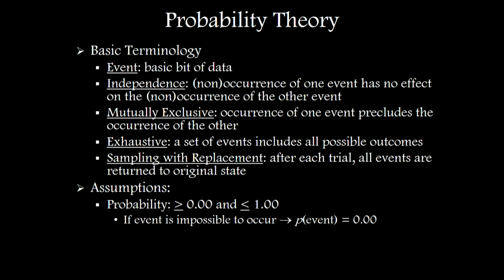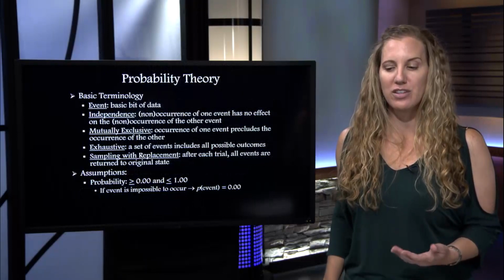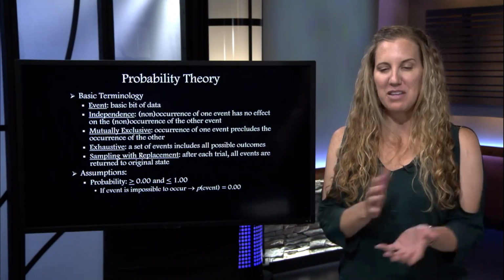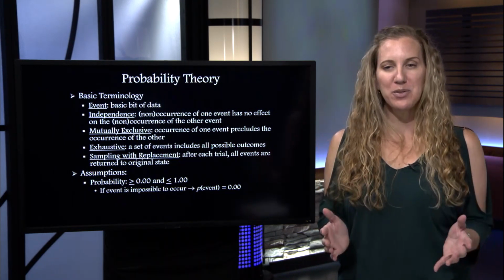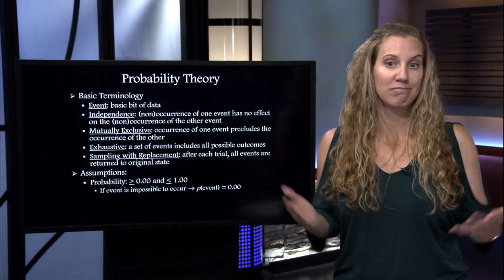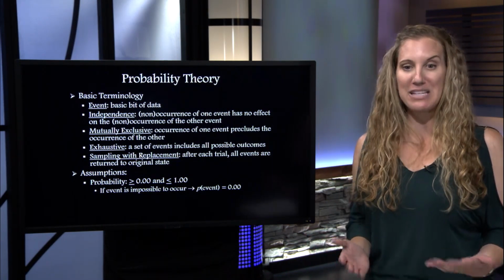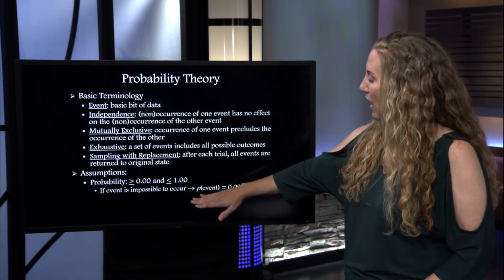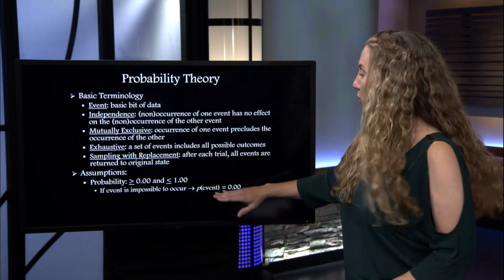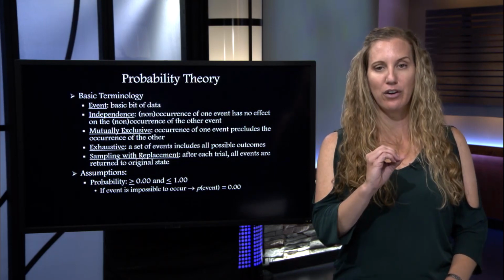And so if I have a bag of 20 marbles and all of the marbles are purple, what is the probability that I'm going to reach in there and pull out a green marble? My probability is 0. It's not going to happen. It's impossible to occur. So my probability of pulling a green marble out of a bag of purple marbles would be 0. I have a 0% chance of that occurring.